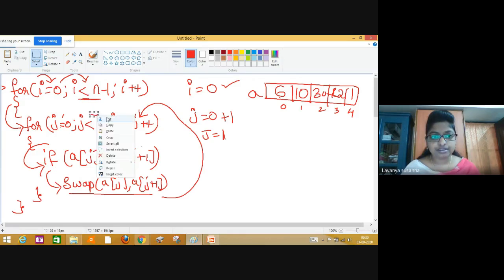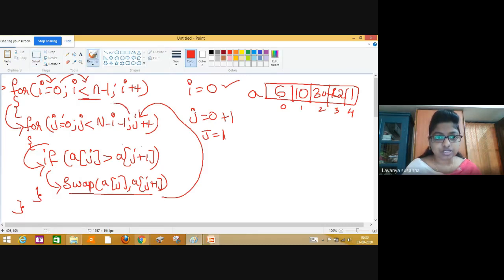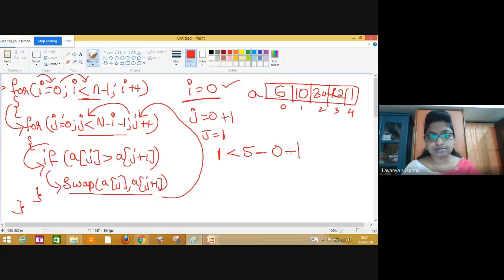Now what is happening? After j plus plus, control goes to check the condition. What is the condition here? j is 1, and 1 is less than n, which is 5, minus i, which is 0 only, right? 0 minus 1. 1 is less than 5 minus 1, which is 4. True, right? When this condition is true, control goes to the if condition. What is A of j? A of j is A of 1, as the j value is incremented.